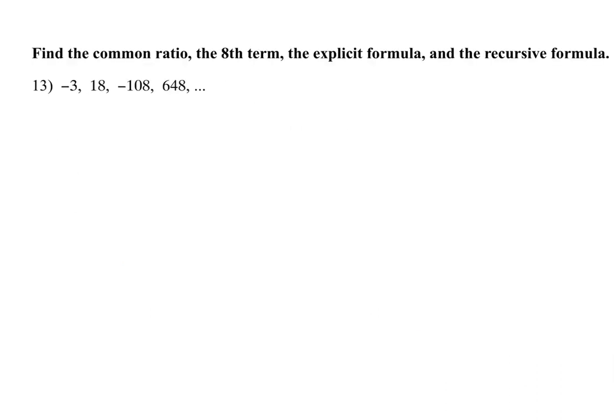All right, so the first thing it wants is the common ratio. For the common ratio, you divide them. So you're going to say the second term divided by the first term. All right.